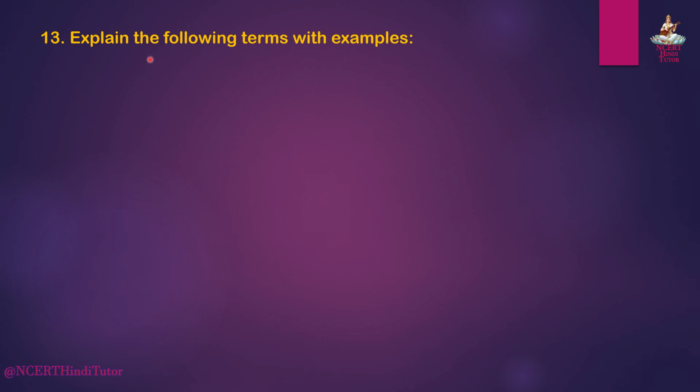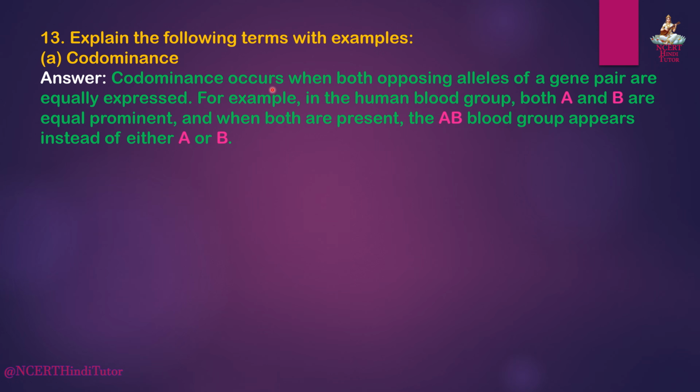Question 13. Explain the following terms with examples. A. Codominance. Answer: Codominance occurs when both opposing alleles of a gene pair are equally expressed. For example, in the human blood group, both A and B are equally prominent, and when both are present, the AB blood group appears instead of either A or B.